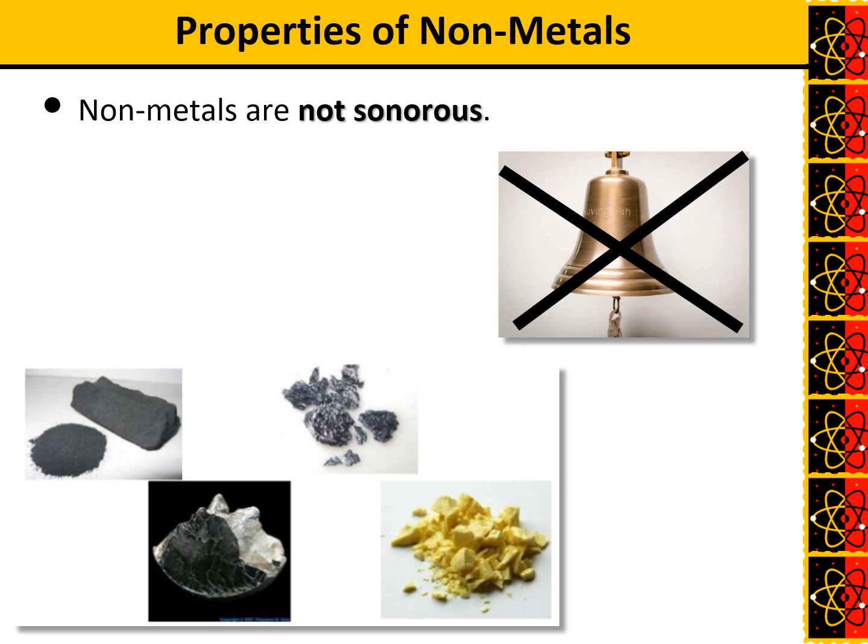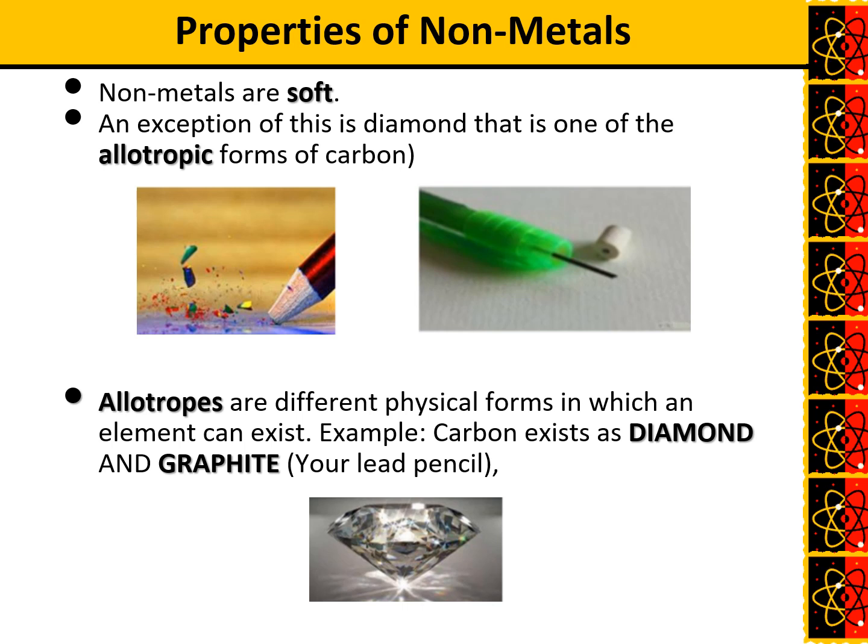They are not sonorous. They do not produce that nice sound that a bell can produce, because they are non-metals. Also, they are soft in general, and that depends on the allotropic form. For example, in the case of a pencil, you can break it easier. But diamond is the strongest or the hardest substance known so far. So diamond and graphite are allotropic forms of carbon, but in general, all nonmetals are soft.